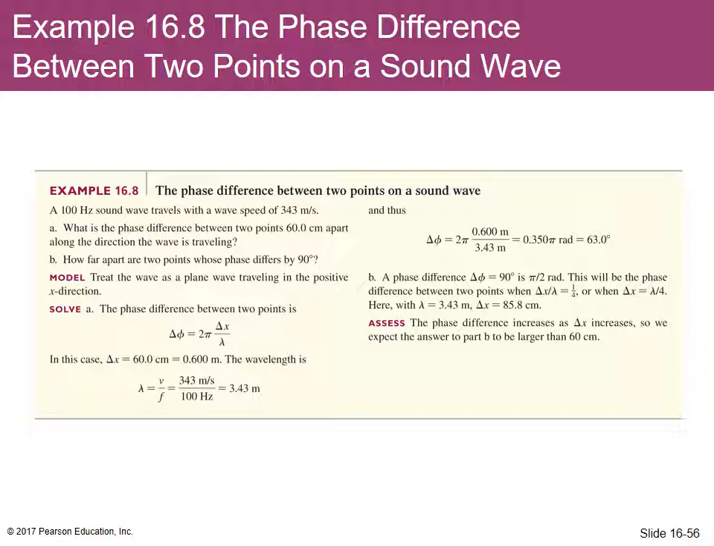The phase difference for 2 points separated by 0.6 meters is 0.6 meters divided by 3.43 meters times 2 pi, or about 63 degrees. If the phase difference is 90 degrees, or pi over 2 radians, then the fraction of the wavelength is 1/4. 1/4 of a wavelength is 85.6 centimeters.